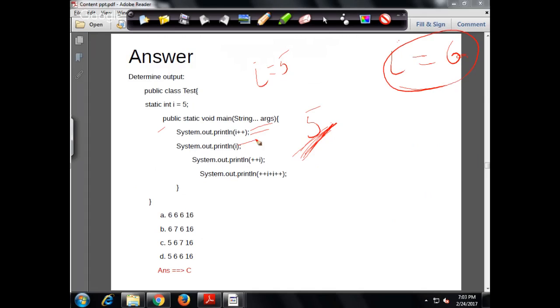Now let's come to the next line. Okay. Now we know that the value of I has already become 6. From the first print statement, the value of I has become 6. So now when we are simply printing I, it is going to print 6. Okay. So these are the first two statements, which will print 5 and 6.